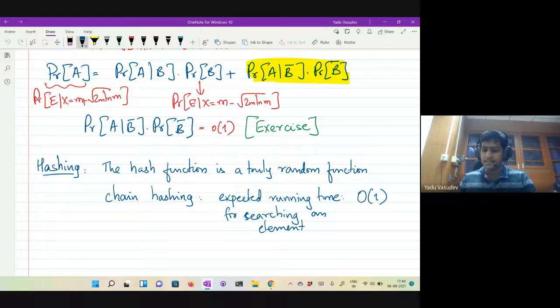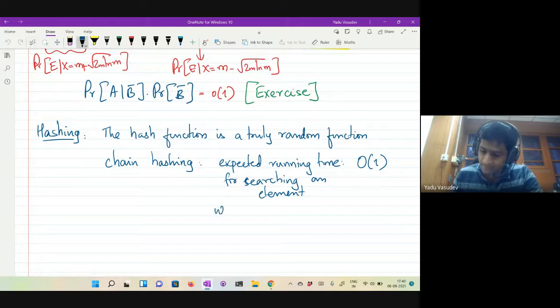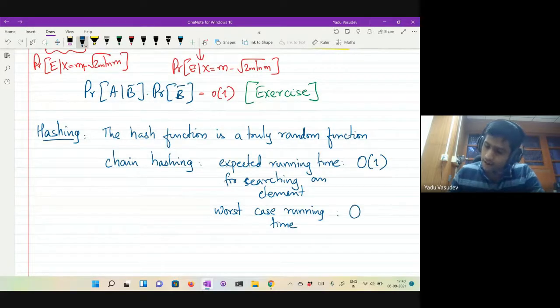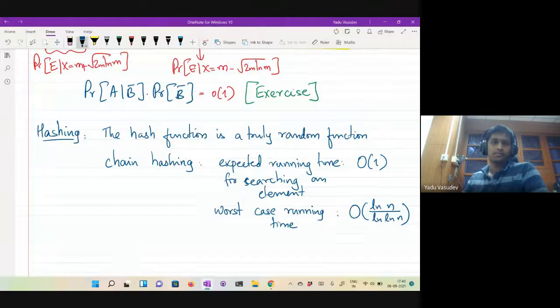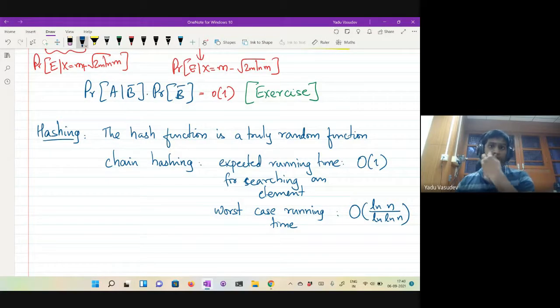And as Sarthak is saying, the worst case running time is order ln n by ln ln n, right? This is the max load. The max load we said is likely to be ln n over ln ln n. So in the worst case, this is our running time. The expected running time is order 1, but the worst case running time is ln n over ln ln n. This is the case for chain hashing.